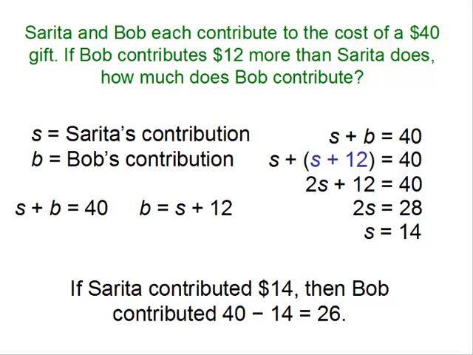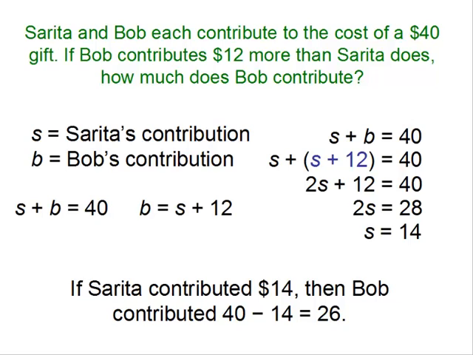Bob contributes 12 more than Sarita does. So here's a tip about language. When you see comparison words like more than, the noun that follows those comparison words is what you want to attach the number to. So more than Sarita means we're going to do the plus 12 on Sarita. So S plus 12 equals B.